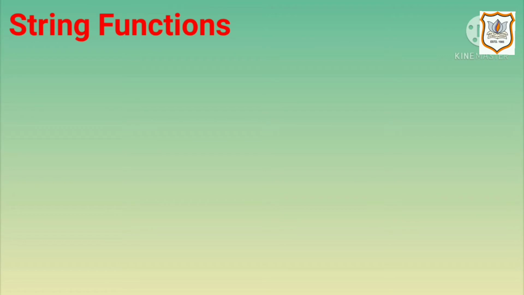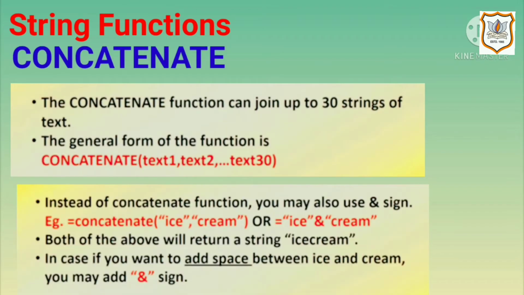Next function is the string function. The string functions are generally used for formatting the document. First function of a string is the CONCATENATE function. The CONCATENATE function can join up to 30 strings of text. The general form of the function is CONCATENATE(text1, text2, up to text30).